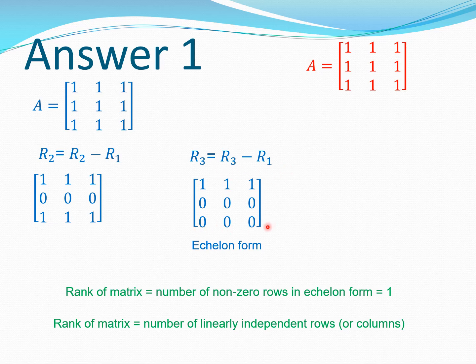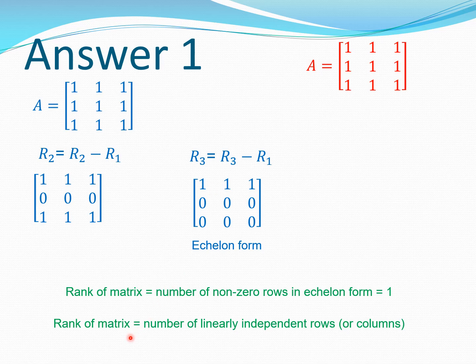So now this matrix has come to the echelon form and I can clearly see that there is only one row which is non-zero. So what we can now say is that the rank of the matrix is the number of non-zero rows in the echelon form, and this is simply 1. So the rank of this matrix is 1.